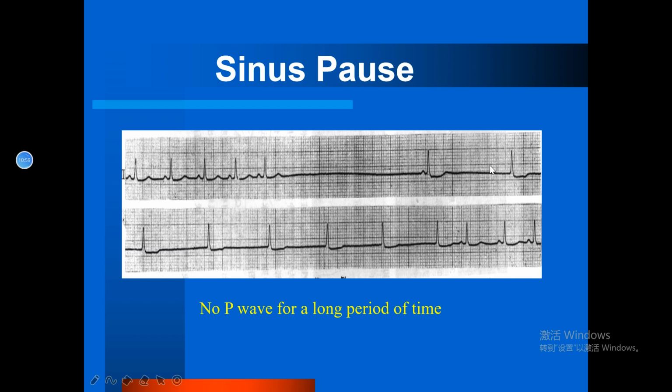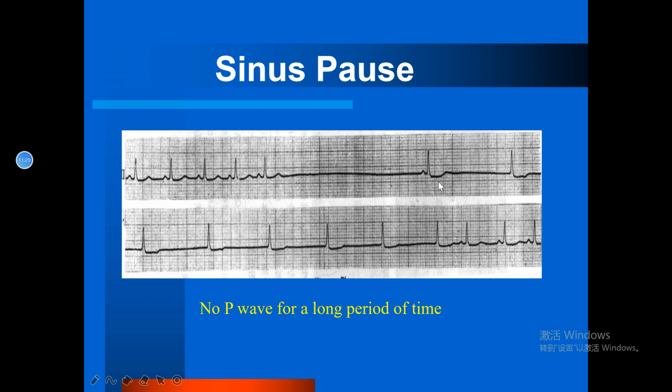And here is also a long R interval here. And about this wave, before the QS complex, there is a P wave here, right? Yes, it comes from the sinus node. What about this wave? This wave, and also this one, this one. There is no P wave at all, right?